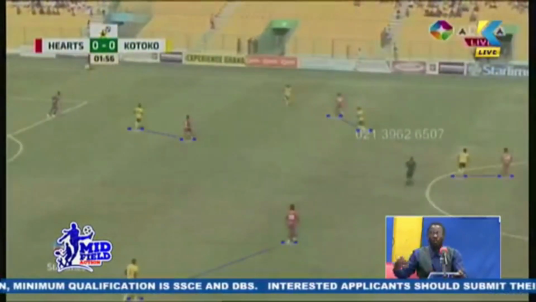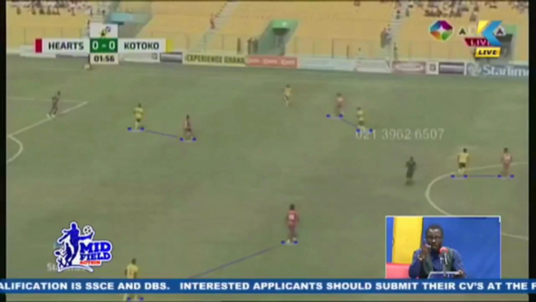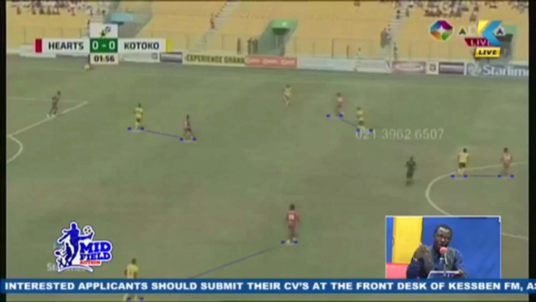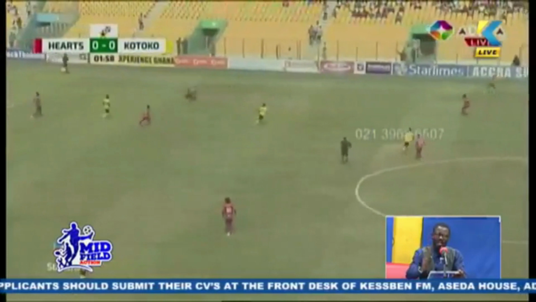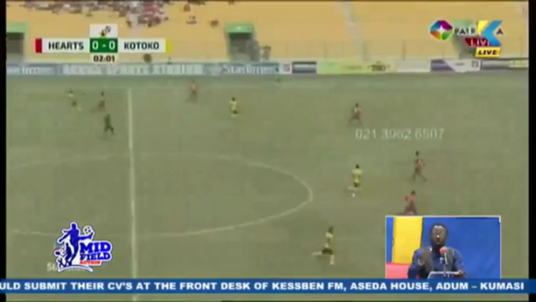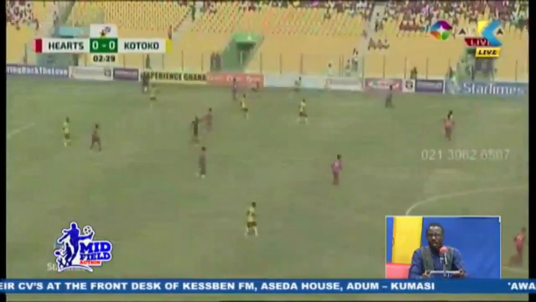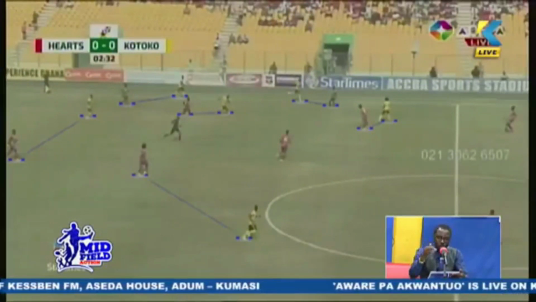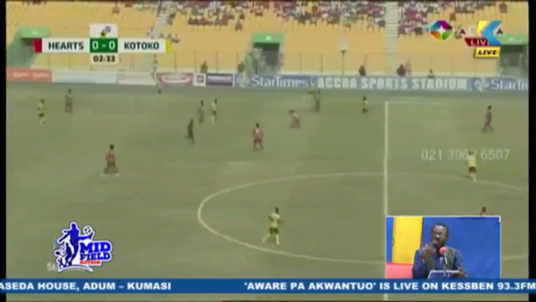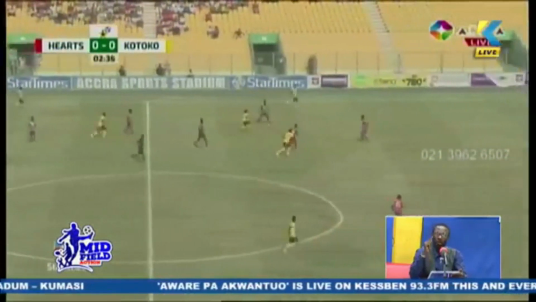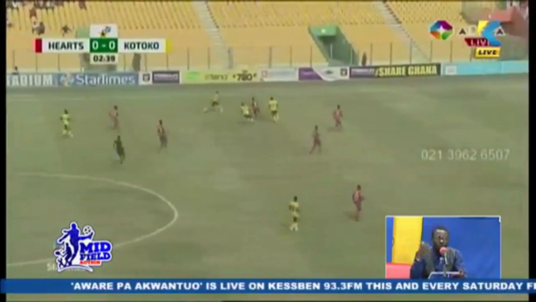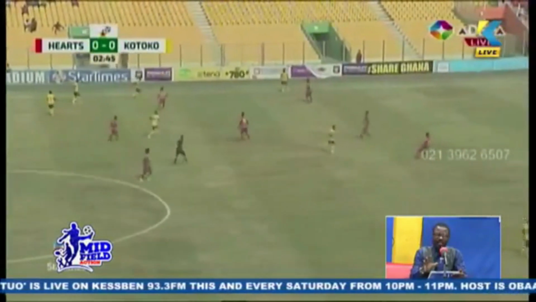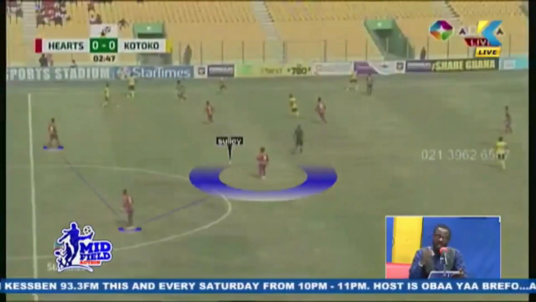Let's talk about how Kotoko build with the ball. This is the build-up pattern of Kotoko: the goalkeeper, next to the two center backs. They always try to progress the ball, but Hasfolk's man-marking scheme was so consistent. Any time Kotoko had the ball, it was very tough to penetrate. Hasfolk closed down Kotoko players, forcing Kotoko to lose so many balls, especially in the first part of the game.